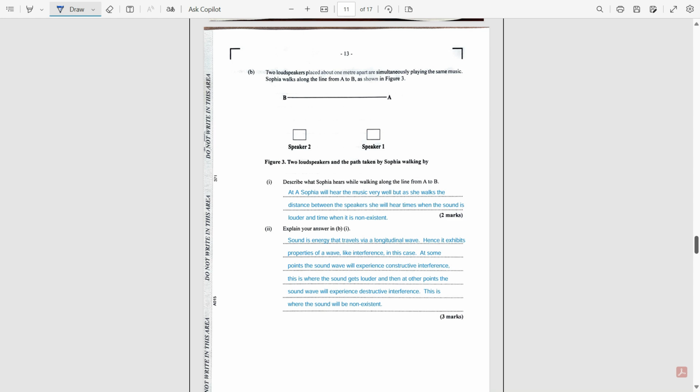So at A, Sophia will hear the music very well, but as she walks the distance between the speakers, she will hear times when the sound is louder and times when it is non-existent. Explain your answer in B1.